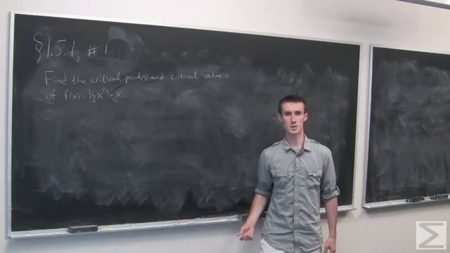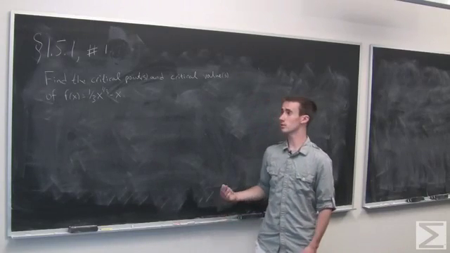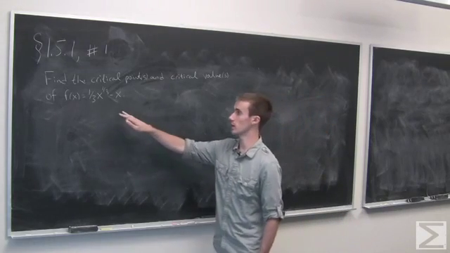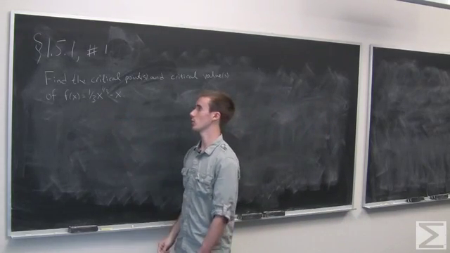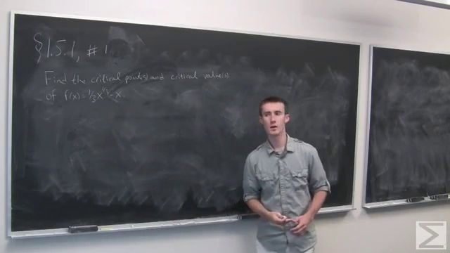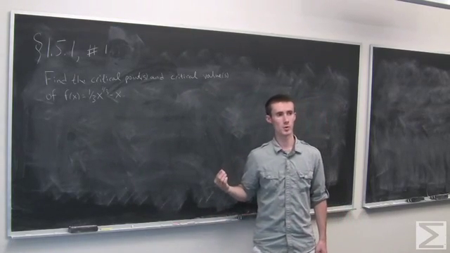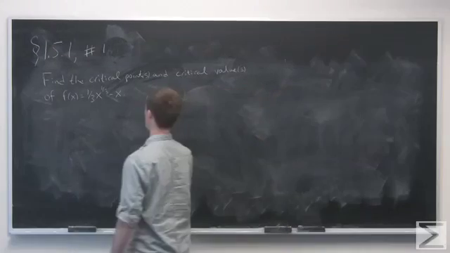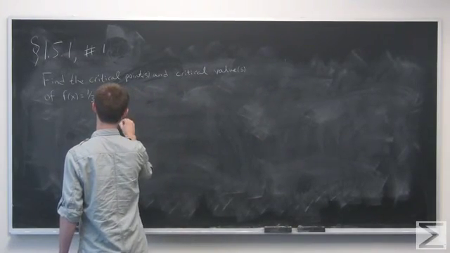The first problem in section 1.5.1 asks us to find the critical points and critical values of the following function. F of x equals 1/3 x to the 1/3 power minus x. Now, the first step in finding the critical points is finding where the derivative equals 0, which is the definition of a critical point. So let's first find the derivative.